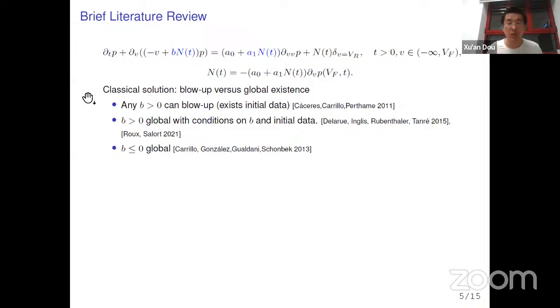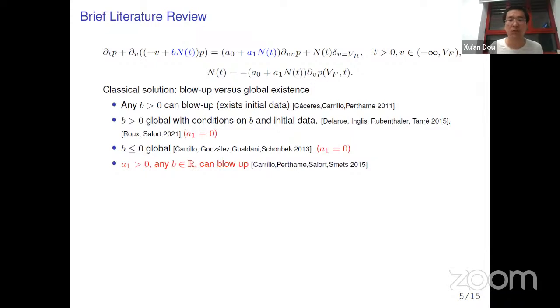Let me first give a brief review around the blow up for this nonlinear equation. The nonlinearity comes from two parameters, B and A1. As long as B is positive, or we are in the excitatory regime, the solution can blow up. Nevertheless, we can still have a global classical solution in the excitatory regime if we impose some conditions both on the parameter B and on the initial data. On the other hand, if B is negative, we can also always have a global classical solution.